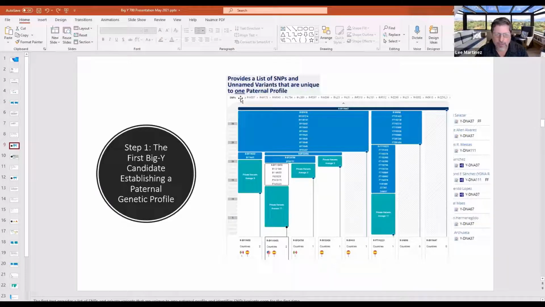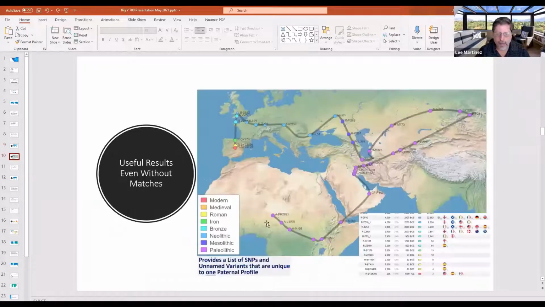And then again, you can just keep navigating all the way up, all the way through Africa, all the way back to the beginning of time. And then, even with that one test, I can see the migration pattern of that Sanchez, Lopez, whatever line through Paleolithic, Mesolithic, Bronze, Iron, onto modern.